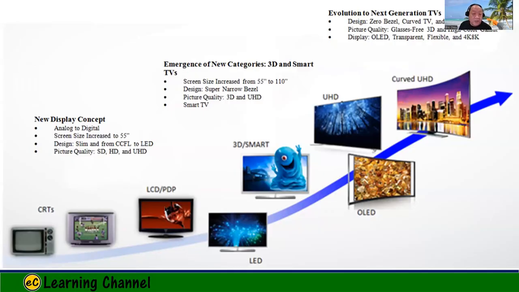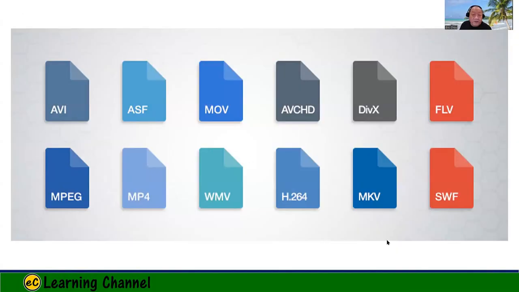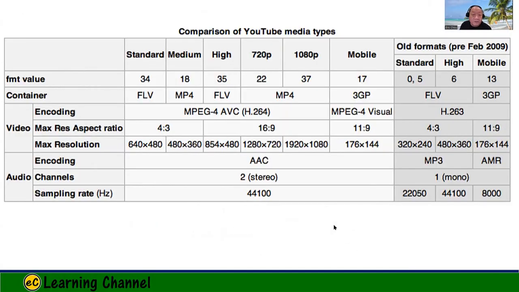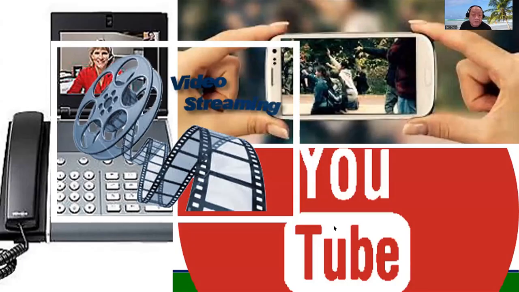And you have a small LCD, ultra high definition, curved high definition, 4K or 8K TV. So this one is 480 pixels, 720 pixels, 1080 pixels, 4K, 8K. Different picture sizes and different file formats, you just need to know them. We will tell you when we need it. Don't go into too much detail.